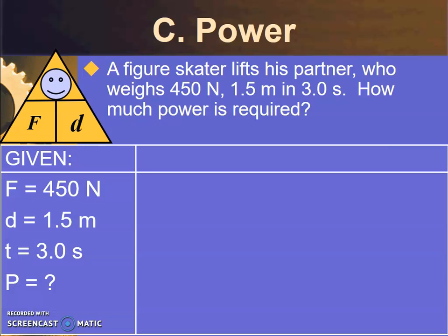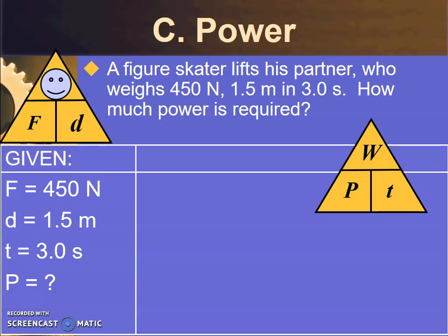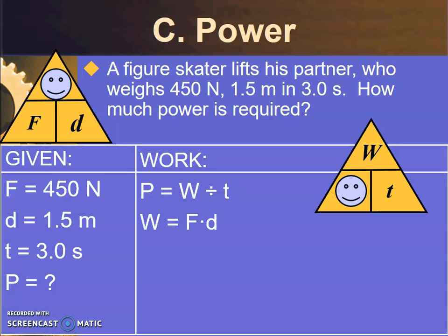Okay, so we are actually going to need to use two equations here. We're going to need our work equation to solve for work first. Then we can use that answer to plug in for work in our power equation. Okay, so power is work divided by time, but we don't have a work yet, but our work equation is force times distance, so we can use that.